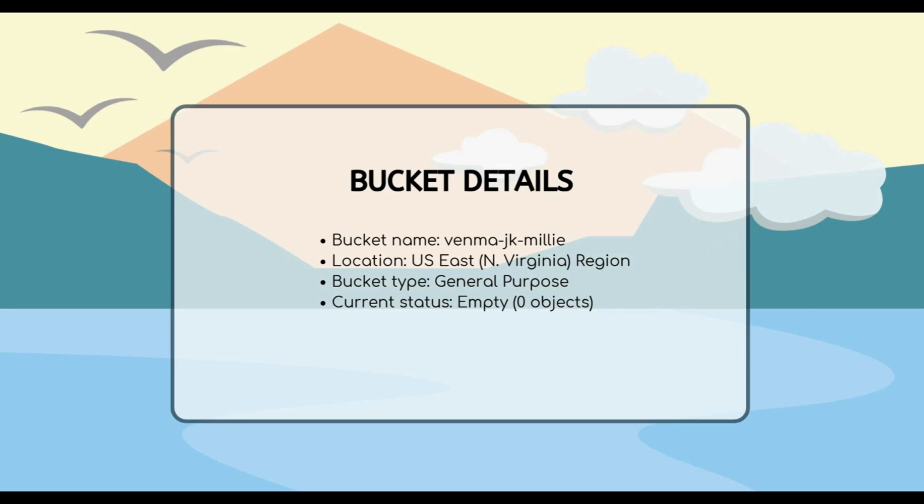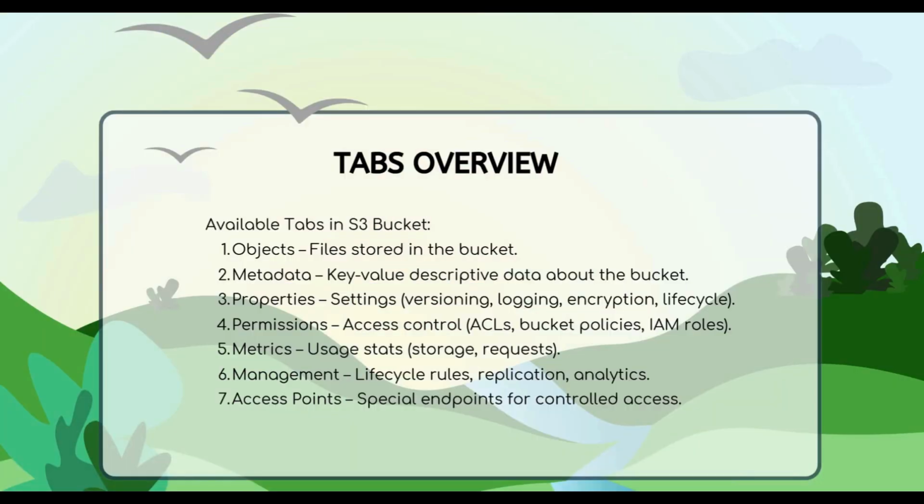Next, here you can see the details of our bucket. This is my bucket name and the location is US East (North Virginia) region. Bucket type is general purpose and current status is empty, zero objects. So this is essentially our empty storage container ready to be filled. For today's session we will mainly focus on the Objects tab, because that's where day-to-day file uploading and management happens.